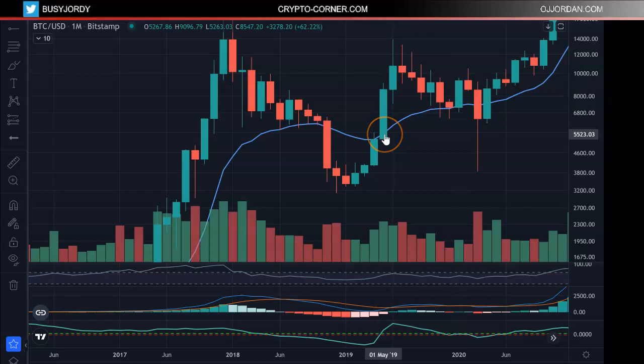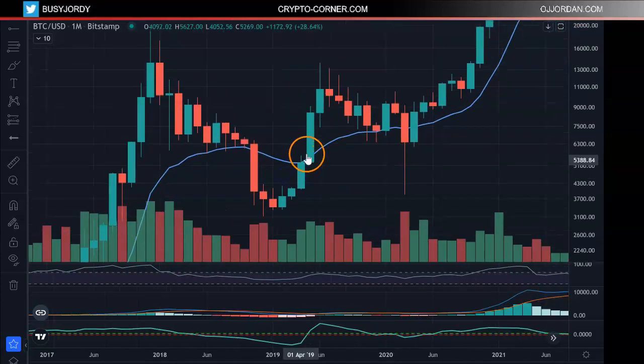In 2019, finally in the summer of 2019, we had our first bull run, and we managed to break above this moving average. And from that point on, we were actually trading above this moving average. We corrected, we came to test it, we found the support again, and we bounced up again.